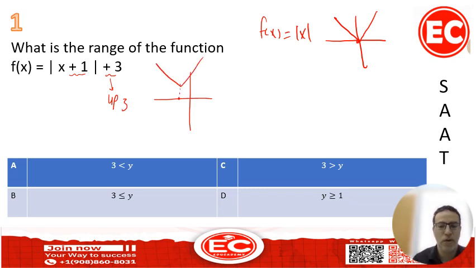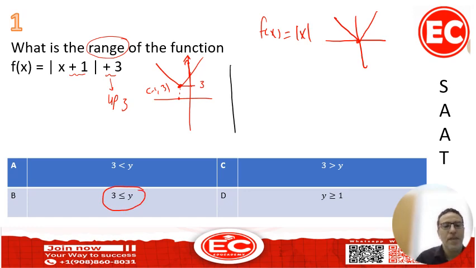Notice that maybe next trial we give you the function as a graph. So the least point here is negative 1 and 3. Now he's looking for the range. The range is equal to the y corresponding values. So the y corresponding values are all the values from 3 and above. So it's y greater than or equal to 3.